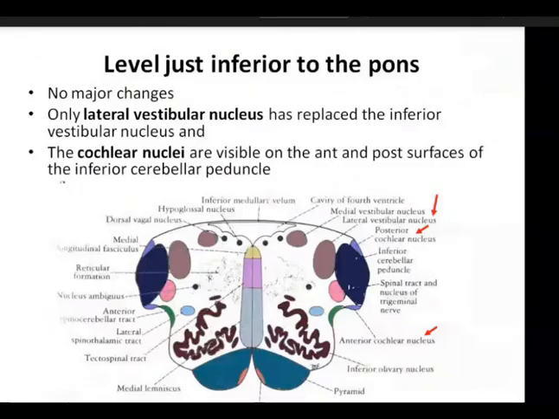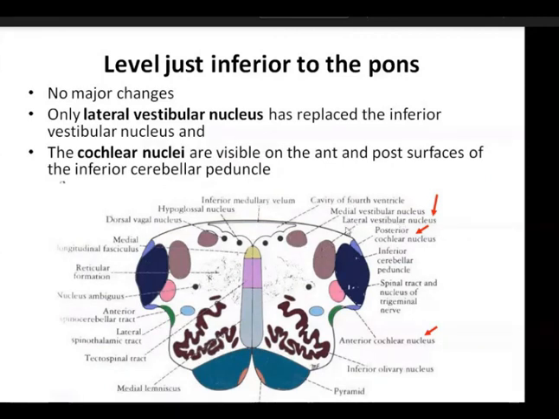And the last level is just inferior to the pons. We are cutting the medulla oblongata from below to above: at the level of the pyramid, at the level of the lemniscus decussation, at the level of the olive, and now at the level just below the pons. There are no major changes, but we can see the cochlear nuclei and the vestibular nuclei at this level. Only the lateral vestibular nuclei can be seen.